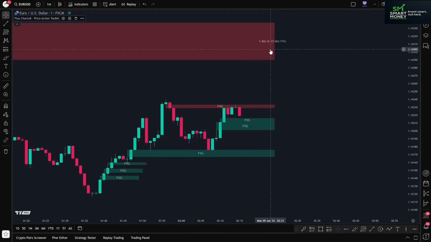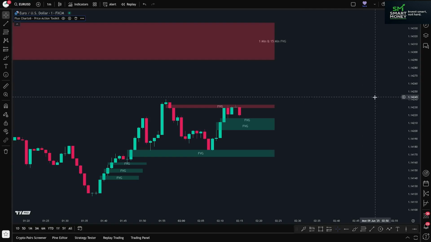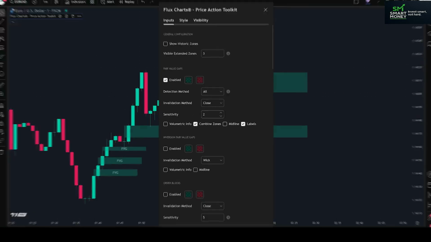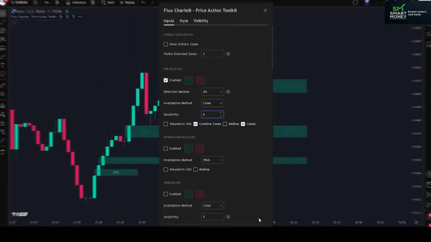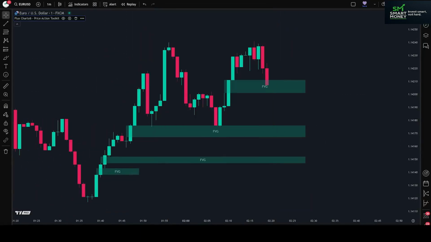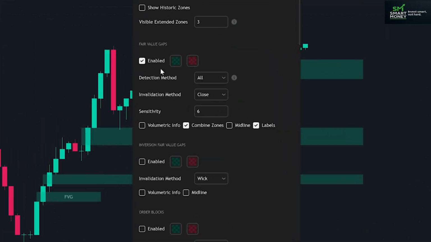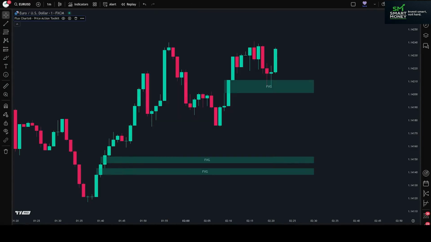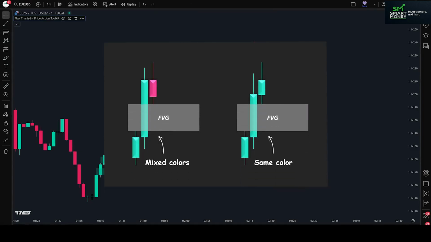So here we are on the 1-minute chart, but I can also observe the 15-minute fair value gaps as well. I also noticed that in the Settings tab, increasing the sensitivity filters out smaller gaps and only shows the larger ones. There's another option that lets you choose between detecting FVGs formed by candles of the same color or mixed colors. If you select same color, it filters out the FVGs formed with mixed candles, which might be helpful for backtesting.